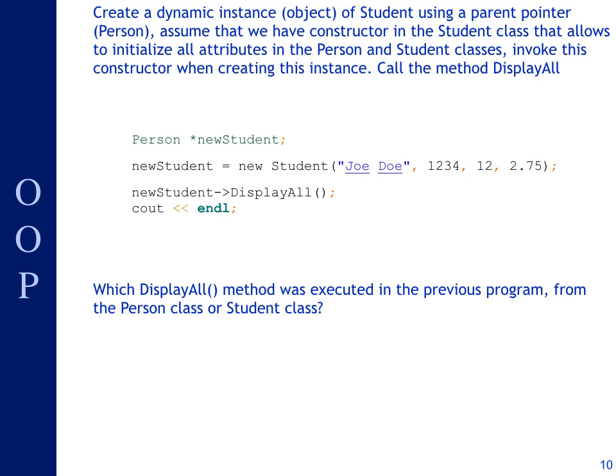So here quickly, which display method was executed in the previous program, from the person class or from the student class? As we look it up, we see that because we're using a person pointer and creating a student, that allows us to do the virtual function replacement. So in that case, the student class method would be used because that's the dynamic replacement. That's the virtual function, or the polymorphism associated with the virtual function.